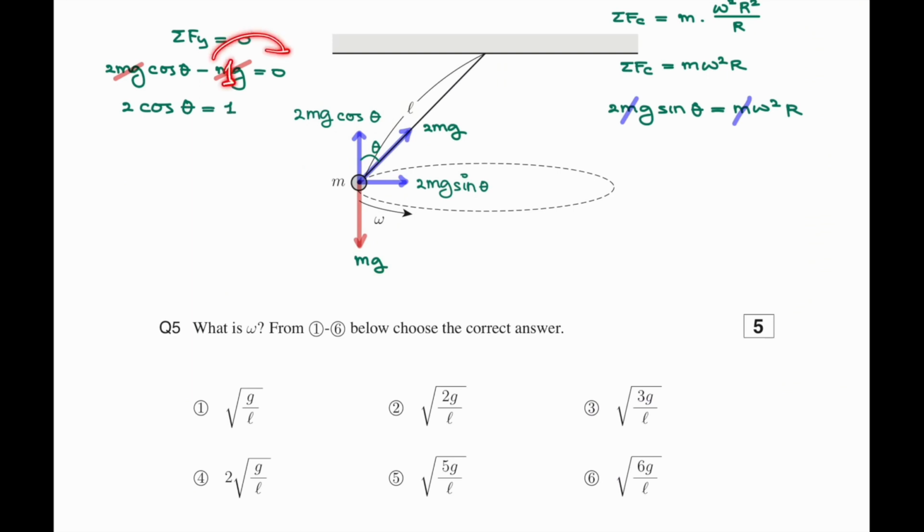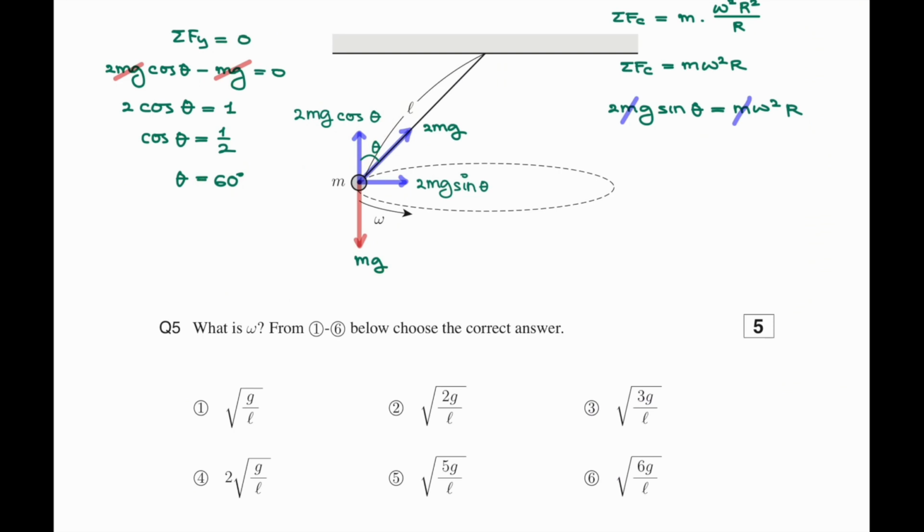If you move the 1 to the other side, you get 1. That means cos theta is equal to 1 over 2. Cos theta is equal to 1 over 2, that means theta is 60 degrees. So I know that theta is 60 degrees, so sin theta is sin 60. Now I need to know r, the radius of the circular motion.